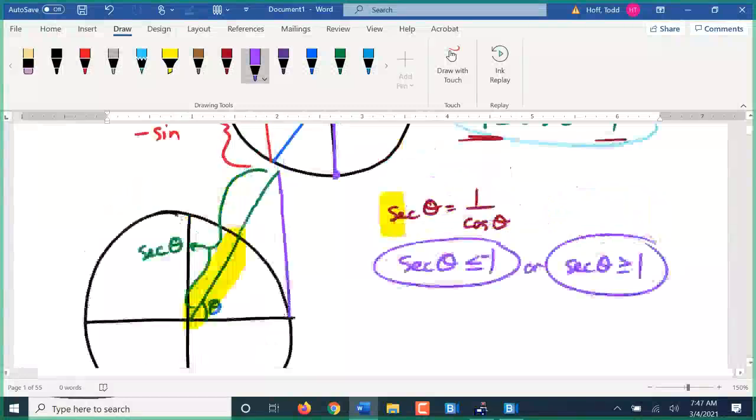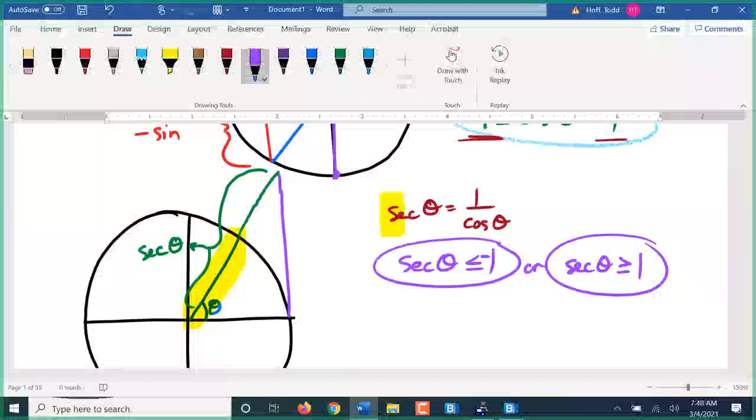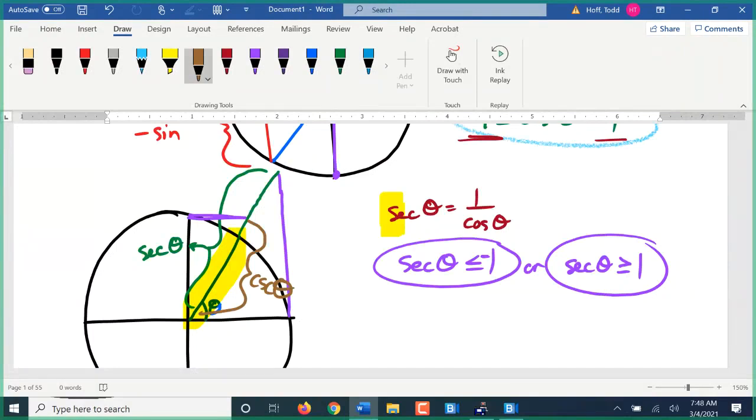Now, since the cosecant would be the secant of the complementary angle, we have a similar thing. So the cosecant, if I draw this tangent here, the cosecant would be this length. It still has to extend outside of the circle, so the exact same restriction occurs on the cosecant. The cosecant of an angle has to be either smaller than or equal to -1 or bigger than or equal to +1.